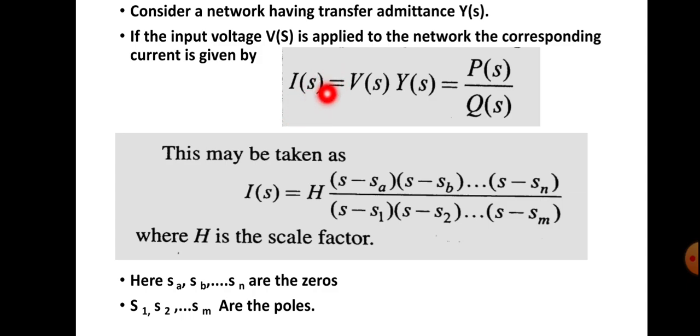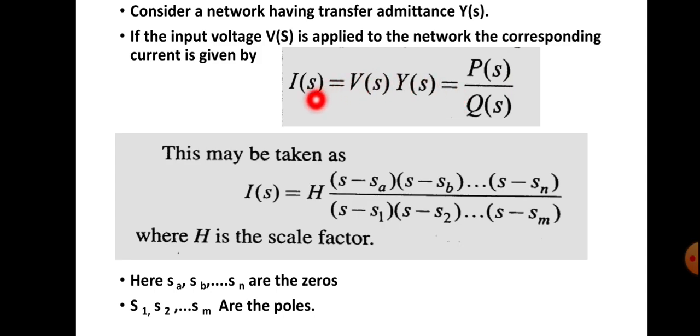Here we are dealing with the time domain response calculations from the pole zero plot. So we have to initially draw the pole zero plot, okay? I of s will be equal to V of s into Y of s. You know that a network function will be in the form of a rational function, that means it is in the form of P by Q. Here all are functions of s, so we can write it as P of s by Q of s.